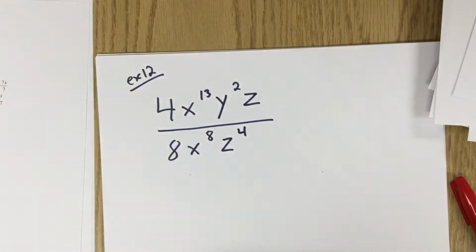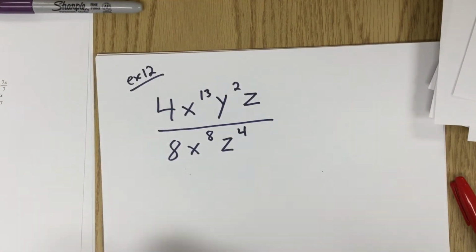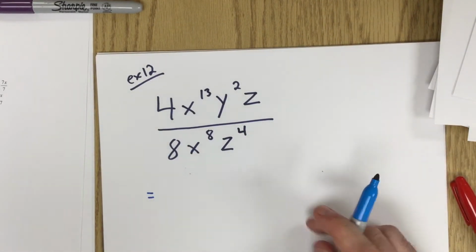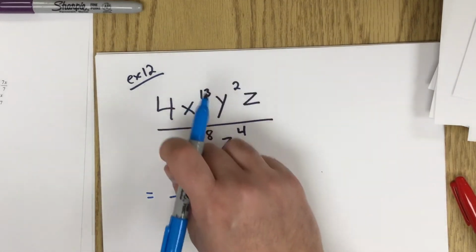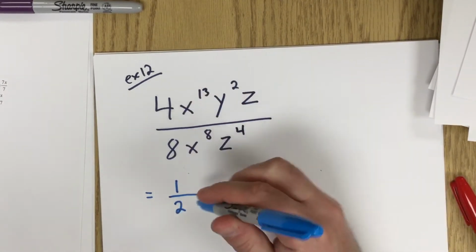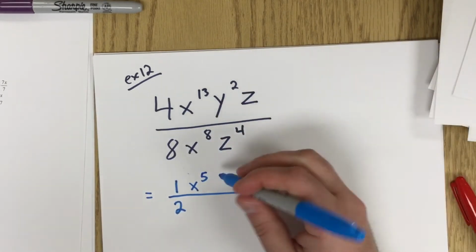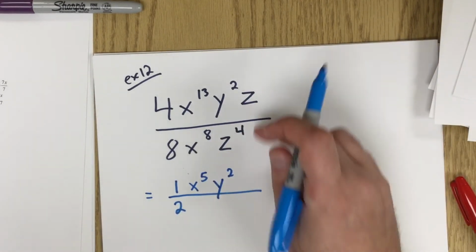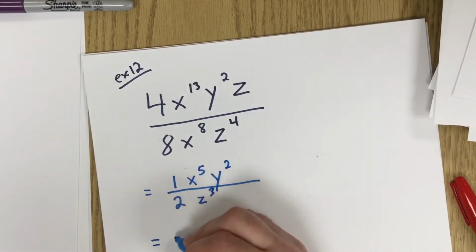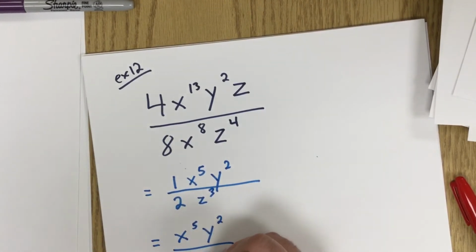So we are going to find the equivalent expressions first. The purple was a bit too tiny. Let's do a different color. We'll do the blue for the equivalent. So with the numbers, 4 over 8 is the same thing as 1 over 2. X to the 13 over x to the 8 is just x to the 5. Y squared, nothing else, is just y squared. Z over z to the 4 is going to be z cubed. So another way of writing this would be x to the 5 y squared over 2z cubed.